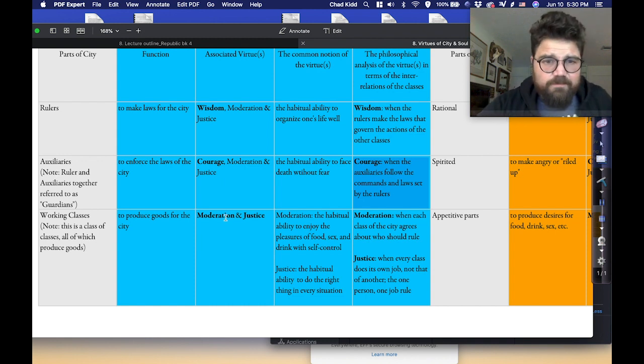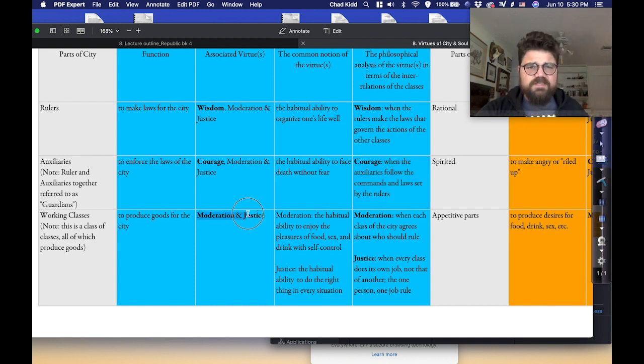Okay, so now let's go to these other two, moderation and justice. Now notice, moderation and justice are also printed here as associated virtues for the other two classes. This is because Plato believes that moderation and justice are virtues that belong to all the classes in common. They aren't associated with just one class in the city, like courage and wisdom are.